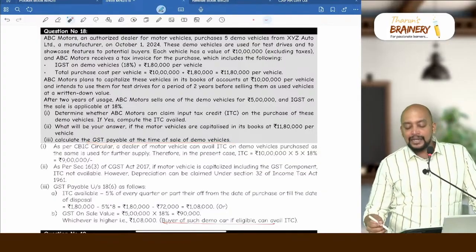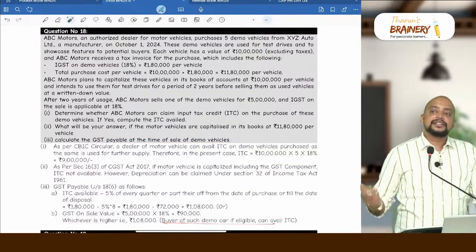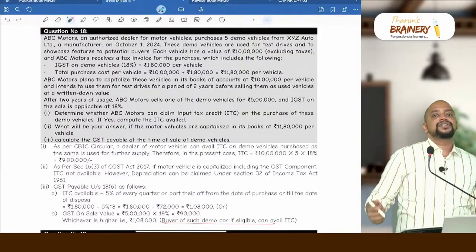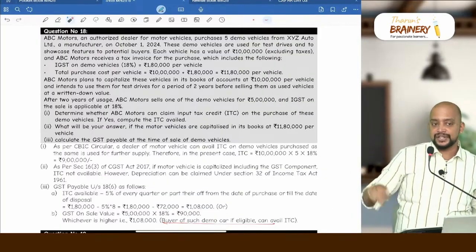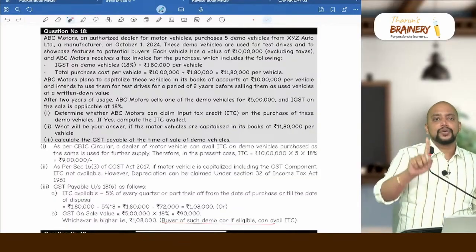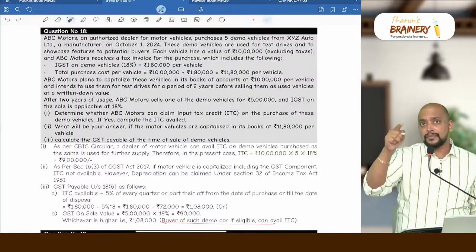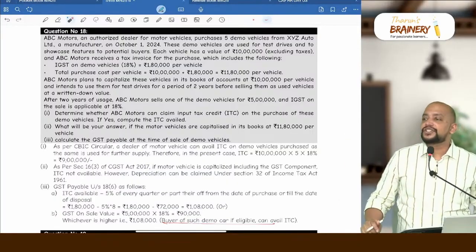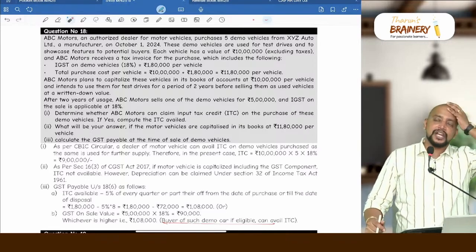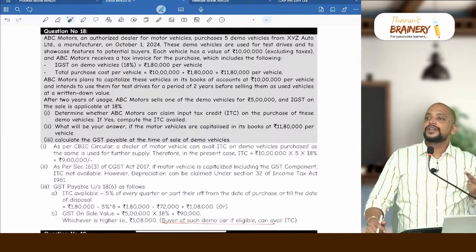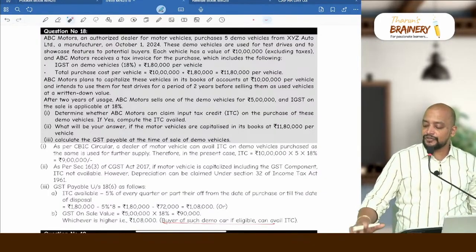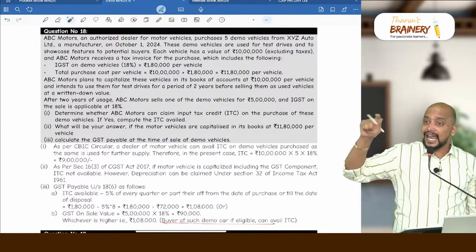Calculate the GST payable at the time of sale of demo vehicles. Suppose ITC is availed on that, how will the GST be payable? Section 18, sub-section 6. Please see what the ITC availed is: 1,80,000. Only one car is sold. 1,80,000 minus, what is the number of quarters for which it has been used? 8 quarters. After 2 years they are selling. Please observe the question carefully. After 2 years they are selling. 2 years means 8 quarters. So 8 into 5, that is 40%. So 1,80,000 minus 40% will be 1,08,000.